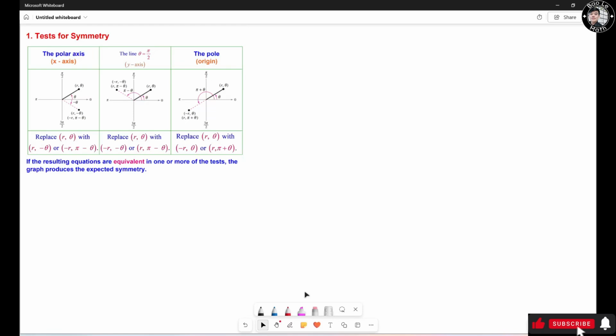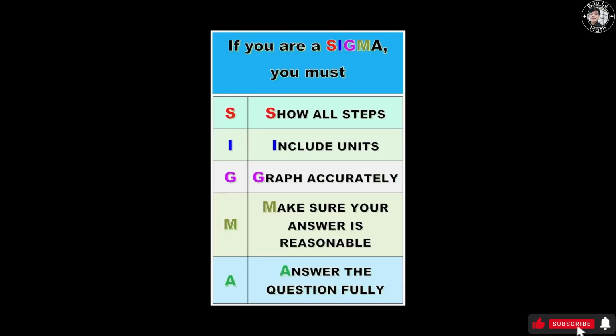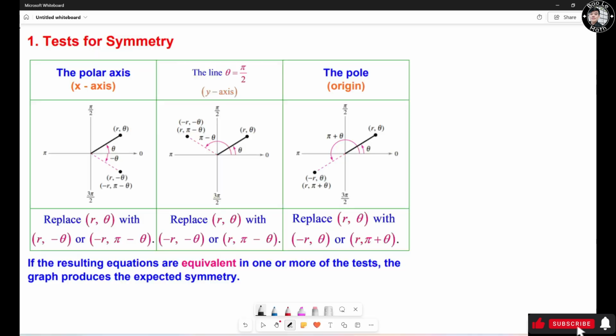Hello everyone, in this video we're going to learn how to test for symmetry of polar functions. We have three types of symmetry. The first one, the polar axis or x-axis. If two points are symmetric about the polar axis, their coordinates should be (r, theta) and (r, negative theta), right? Because this one is counterclockwise direction and this one is clockwise direction.